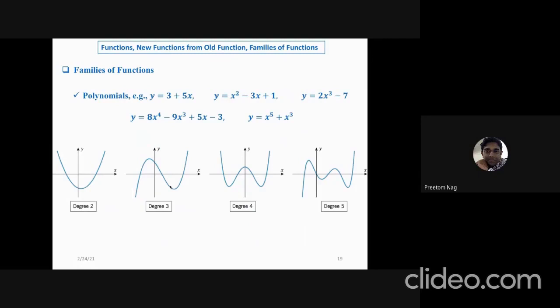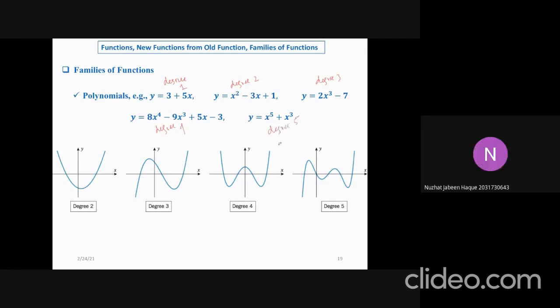The next case is the polynomial function. So y equals 3 plus 5x. I mean, this is a polynomial of order 1, right? Of degree 1, not order. I would say degree 1. Sorry, degree or power, whatever. This is degree 1, this is degree 2, this is degree 3, this is degree 4, this is degree 5, right?